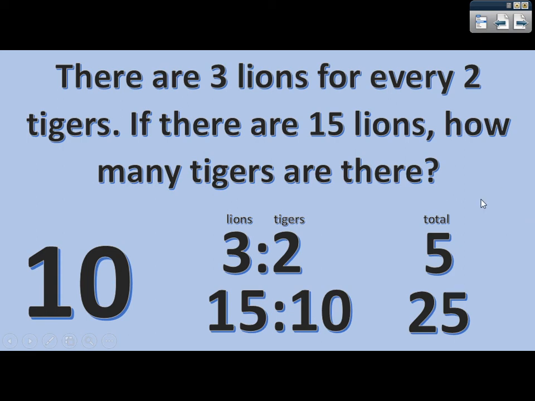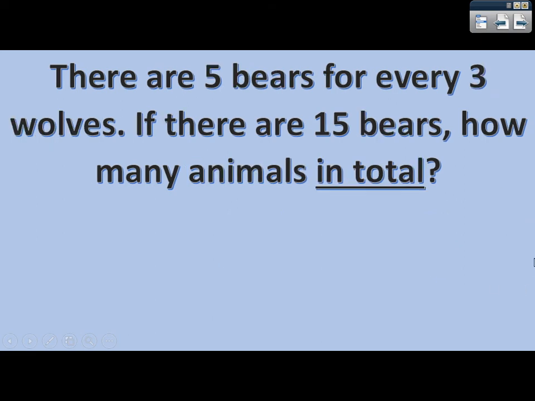Let's see what's next. We will need these totals one day. Here we go. There are 5 bears for every 3 wolves. If there are 15 bears, how many animals in total? Okay, find a ratio, 5-3, isn't it? Bears to wolves. I prefer to write it on. You don't have to. 5 bears for every 3 wolves. They told us that bit. We haven't done anything yet. We've just copied something they told us. If there are 15 bears, okay, so the bears is going to get changed to 15.